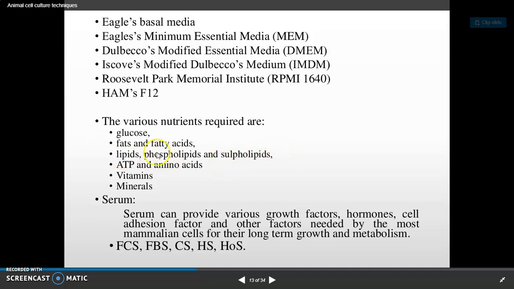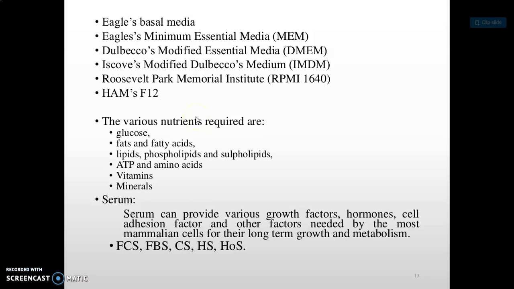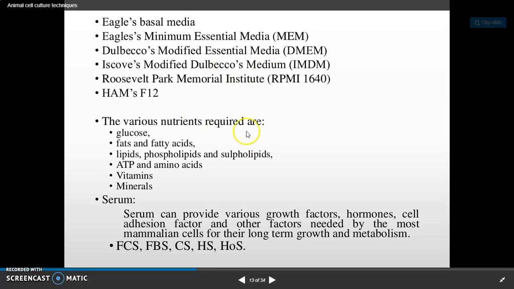ATP and amino acids are a must and we need to provide them, otherwise you can't develop the newly developing tissues. Then vitamins and minerals also play a major role in the proper development of a tissue. Then you need to provide some serums, hormones, cell adherence factors and other factors needed by most mammalian cells for their long-term growth and metabolism.